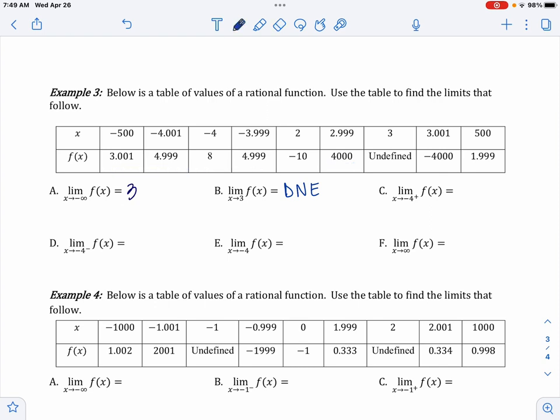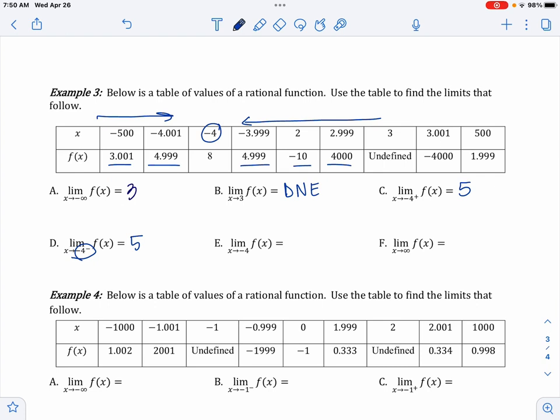All right, the limit as x approaches negative 4 from the right. So here's negative 4. I'm going to approach it from the right. I'm going to look at these values. So it goes 4,000, negative 10, 4.9999. So I'm approaching 5. Now I'm going to do negative 4 from the left. So negative 4 from the left. 3.009, 4.9999. So I'm approaching 5.